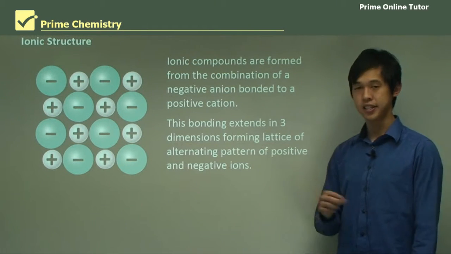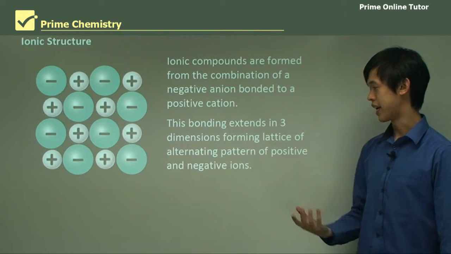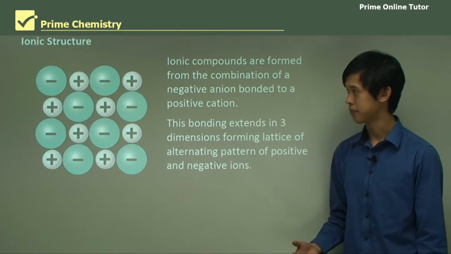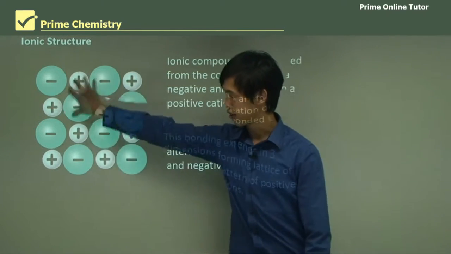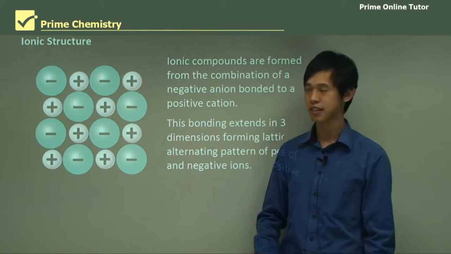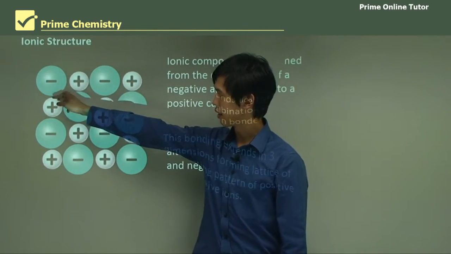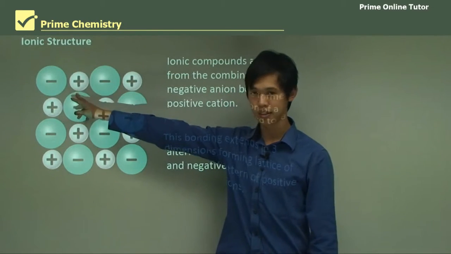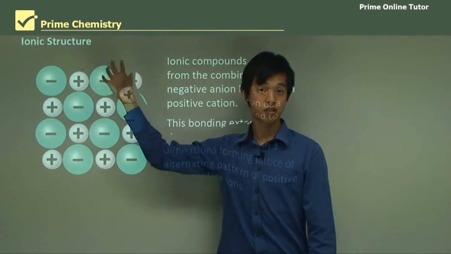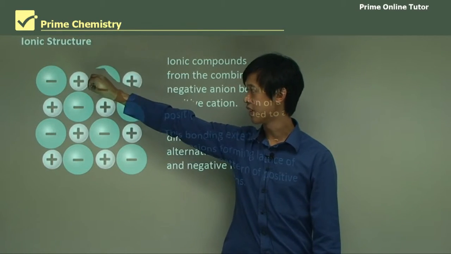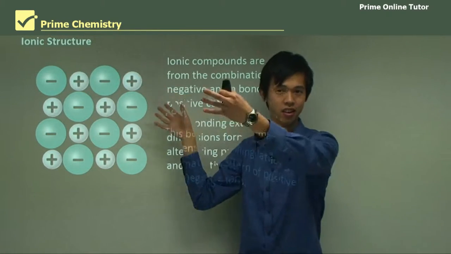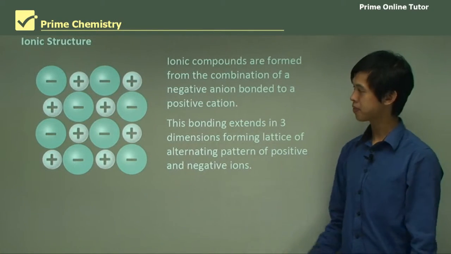Now this bonding extends in 3 dimensions, forming a lattice of alternating patterns of positive and negative ions. So imagine this crystal. We've taken just looking square at it, just one slice of it. You can see that there's a negative, which is bonded to a positive, which is bonded to a negative, and so on and so forth. And if it was coming straight at you, you'd have a positive here, and then in front of that one a negative, and then in front of that one a positive, etc. in all 3 dimensions, right?